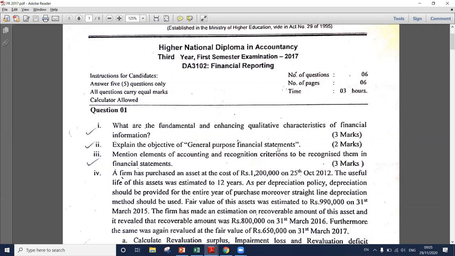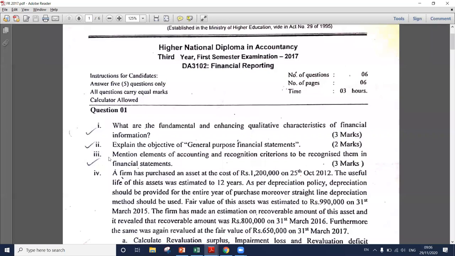Objective of general purpose financial statements. What is the objective? To provide information about the reporting entity, useful for potential and existing investors, lenders, and other creditors in making decisions about providing resources to the entity. That is the objective of general purpose financial statements. We have talked about this several times, the objective.